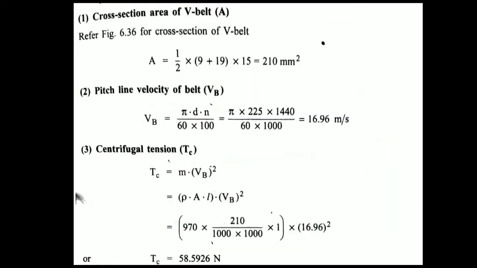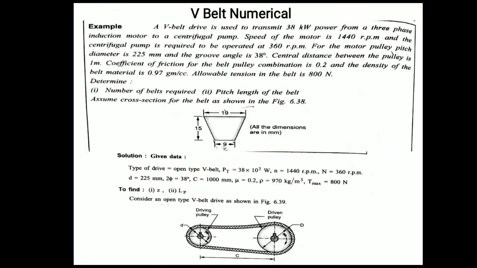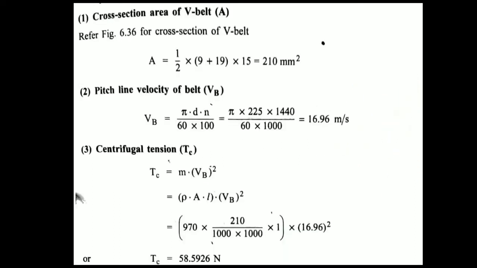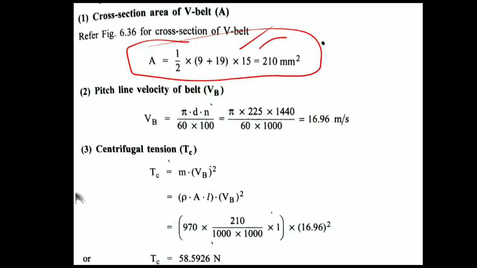First we need to calculate the cross section area. You can see this is the cross section area. I can write half of top side 19 plus bottom side 9 into height 15. So that would be your area. So same here, area is equal to half of bottom side plus top side into height, that is 210 mm square, that will be the area.